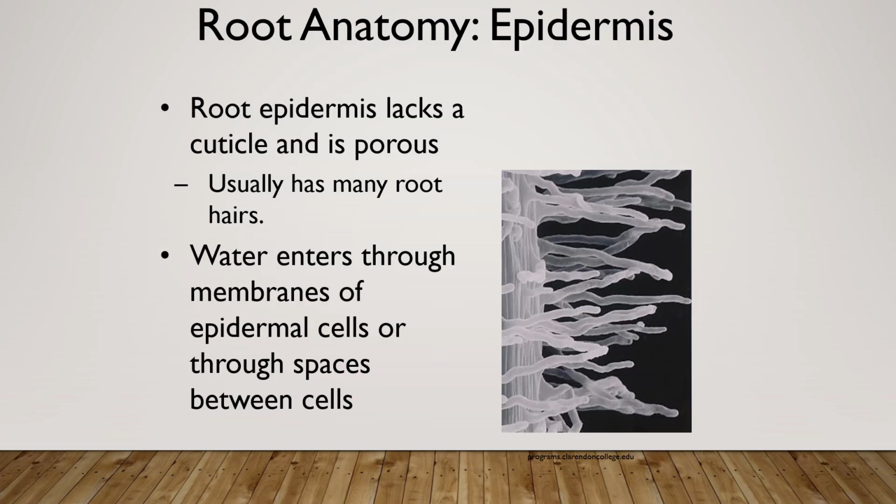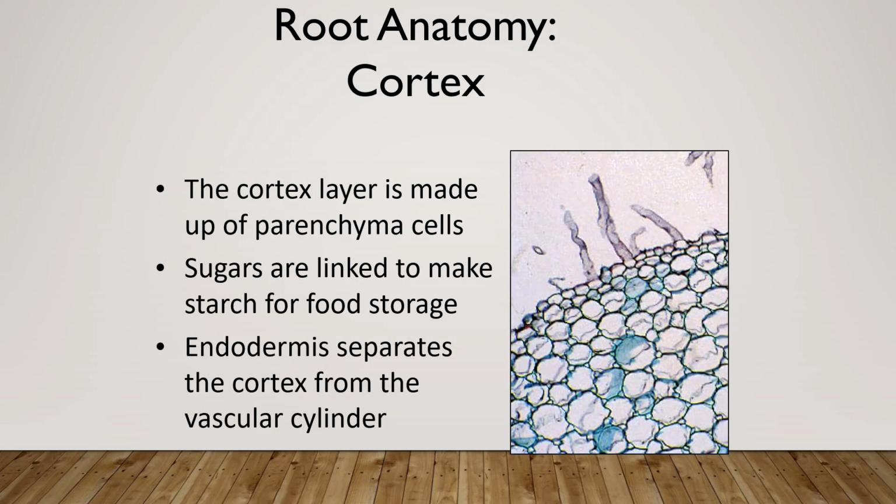So the epidermis, this is the outer portion of the root, doesn't have a cuticle like leaves and stems do, and it is porous. There usually are many root hairs, so the water will enter through the membranes of these cells or through the spaces between these cells. The cortex layer is made of parenchyma cells. Sugars are linked to make starch for food storage, and the endodermis, that's the inner portion, separates the cortex from the vascular cylinder.